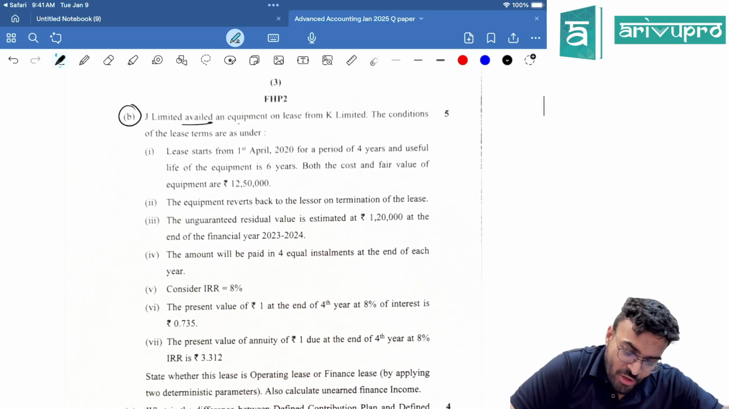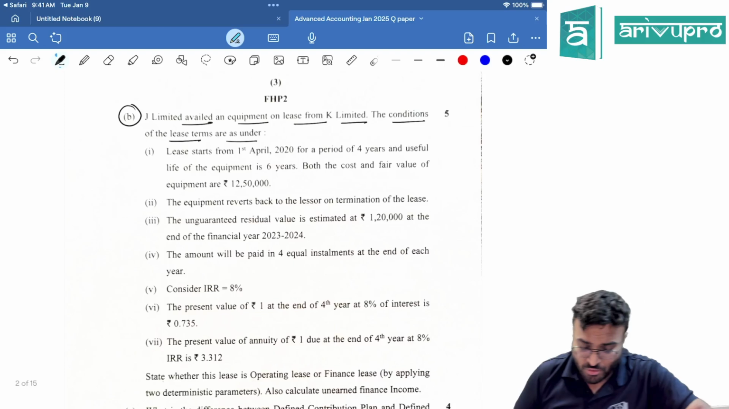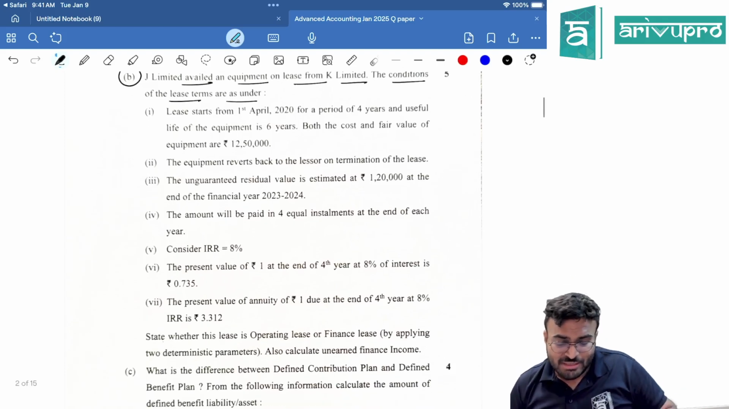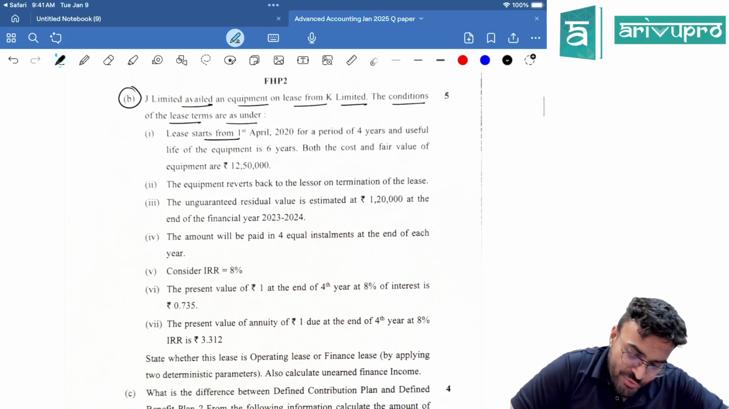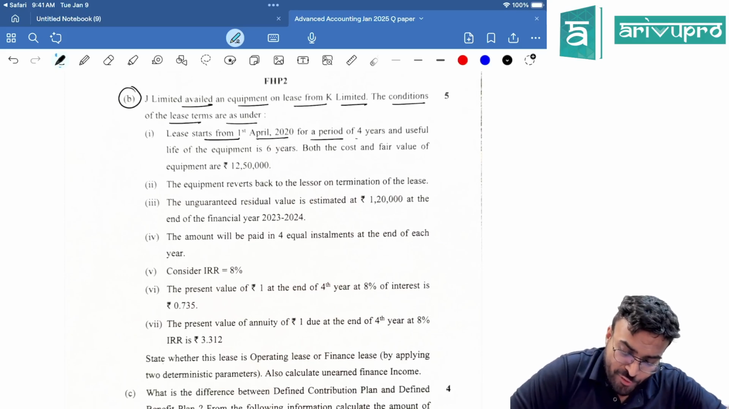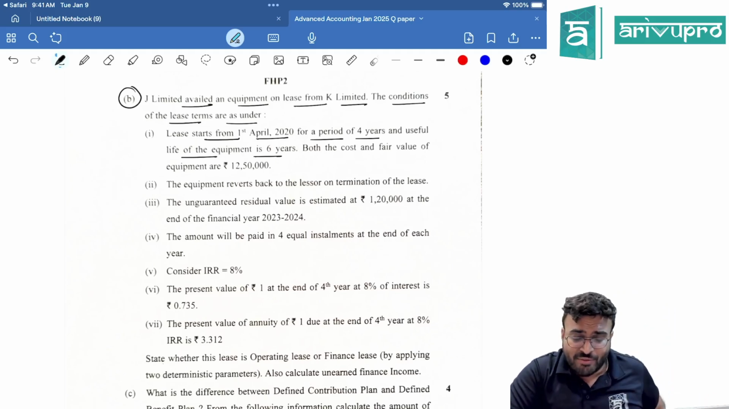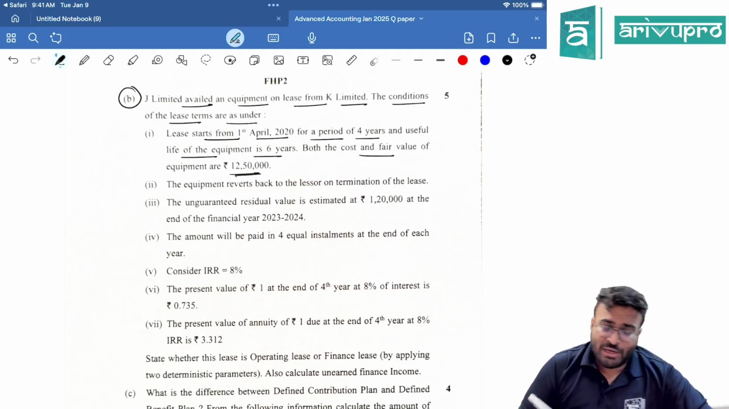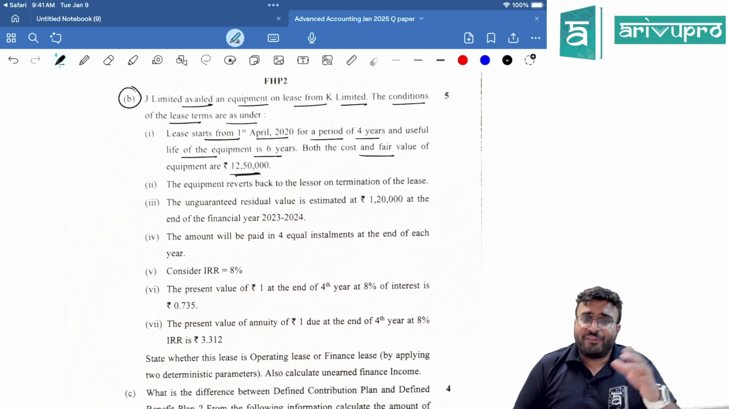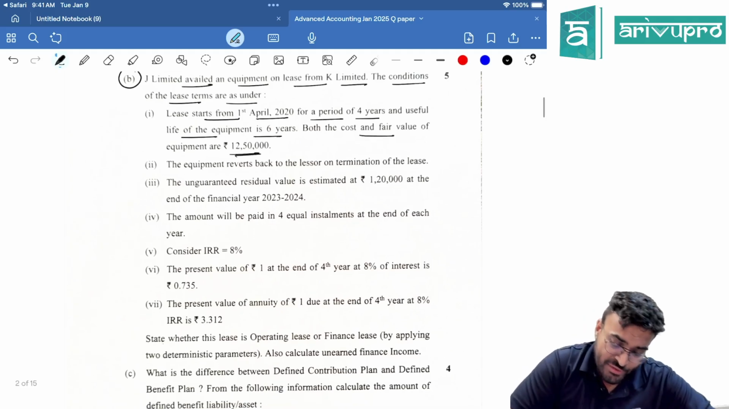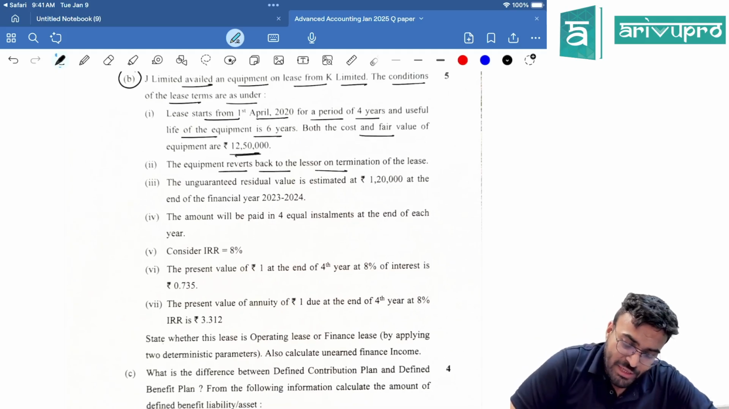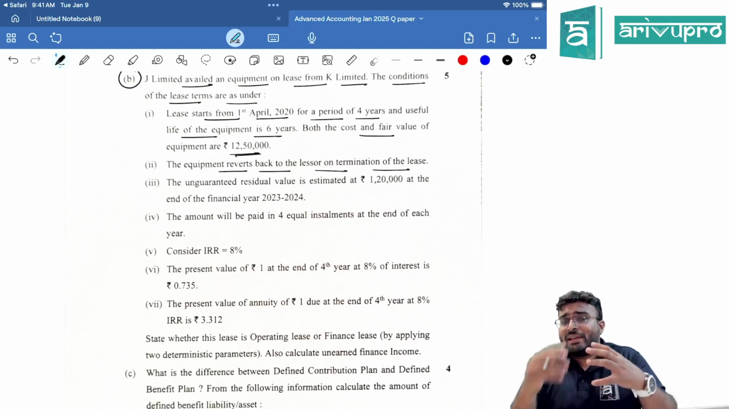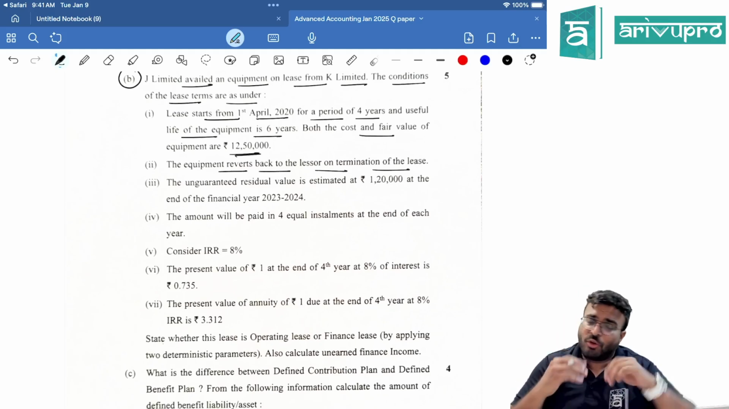J Limited availed an equipment on lease from K Limited. The conditions of the lease are as under. Lease starts from 1st April 2020 for a period of 4 years and useful life of the equipment is 6 years. Out of 6 years, 4 years is covered by lease. Both the cost and fair value of the equipment is 12,50,000. Equipment reverts back to the lessor on termination of the lease. So when the lease gets over, equipment doesn't stay with me, it goes back to the lessor.